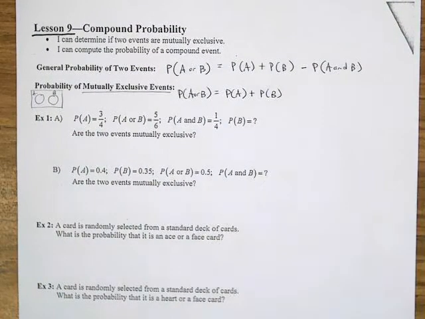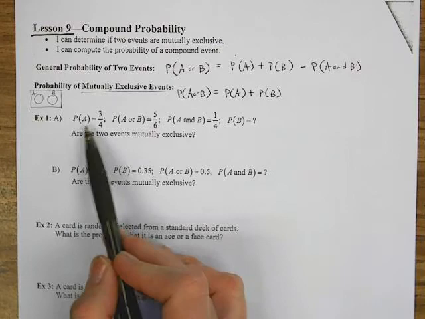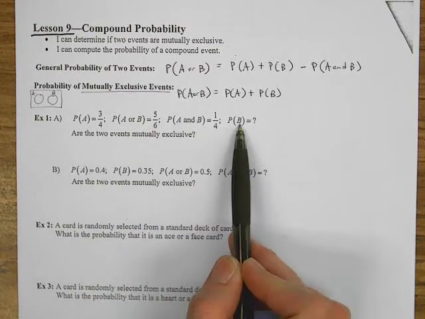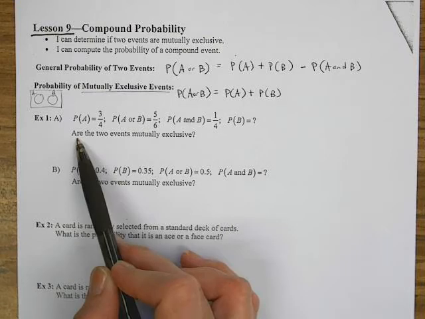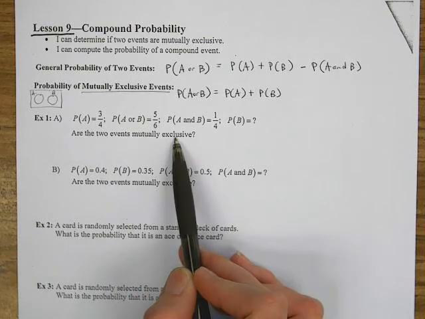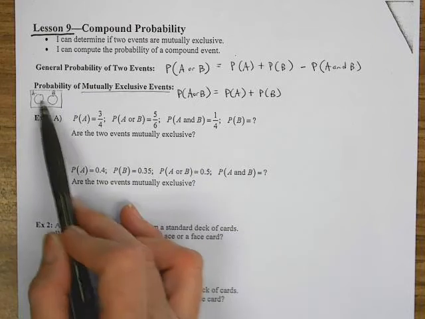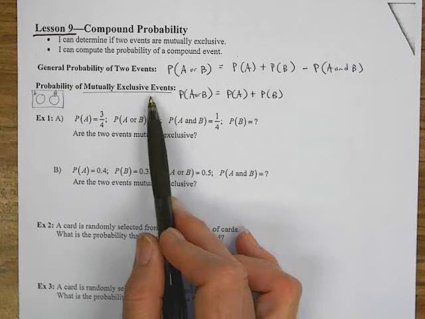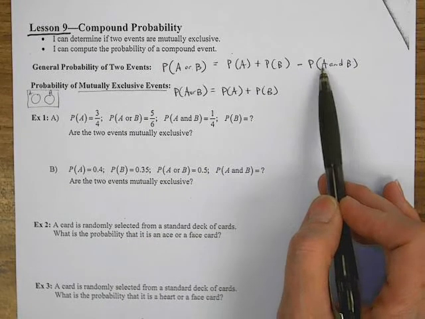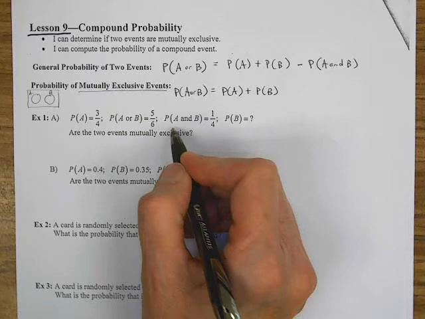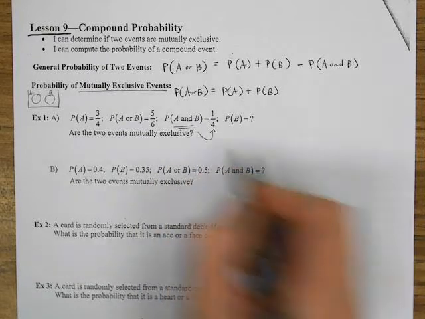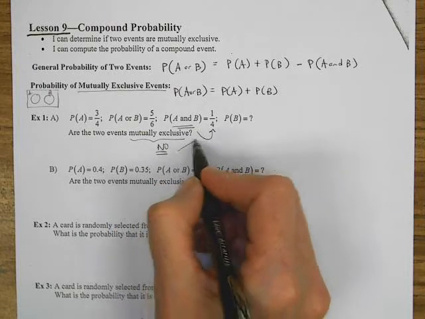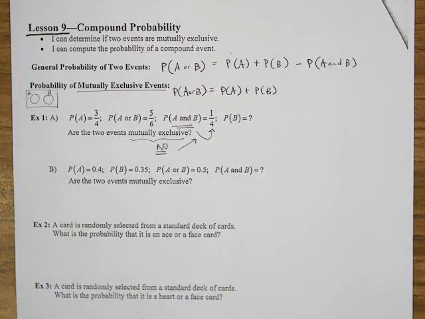Okay? All right, so in example 1, it gives us some probabilities of A or B, of A and B. We don't know the probability of B. The first question says, are the two events mutually exclusive? Well, we know that if there is some intersection, right, they're not going to be mutually exclusive. The intersection is represented by the probability of A and B. You can see you have that right here. That's a number. So because of that, this mutually exclusive is a no, right? Because we have an intersection, we have an overlap.